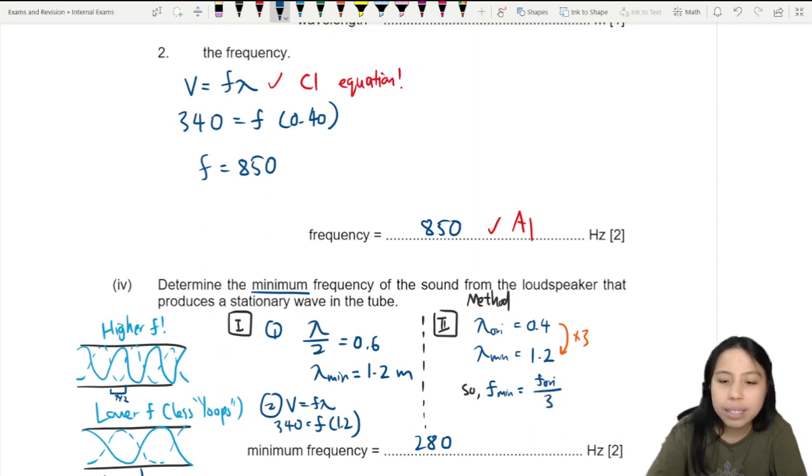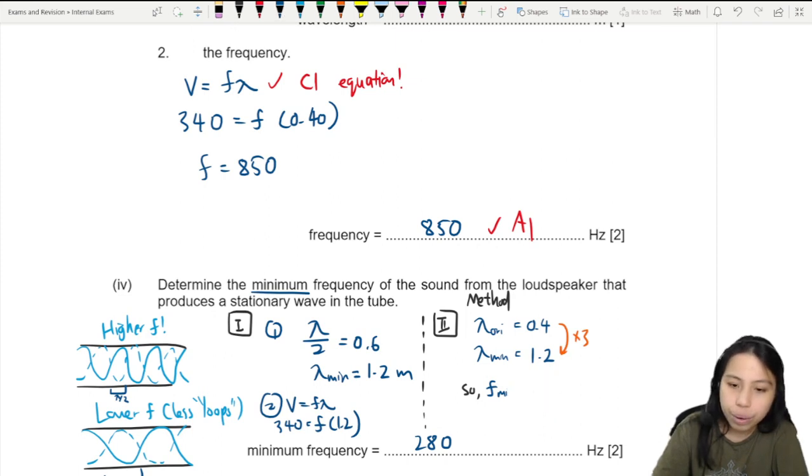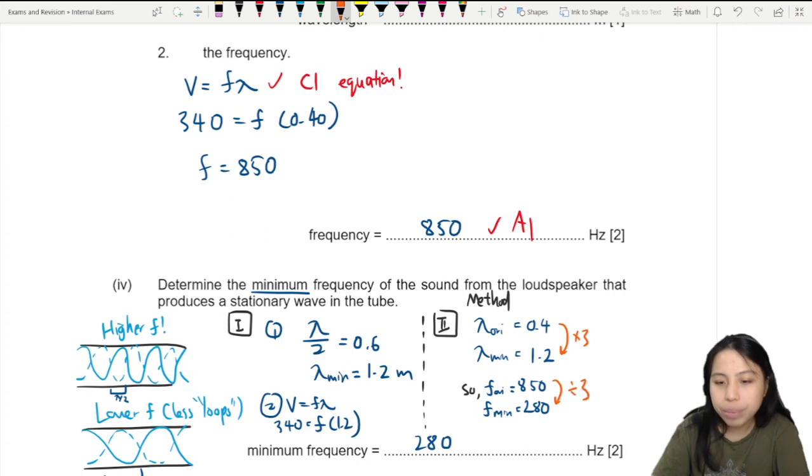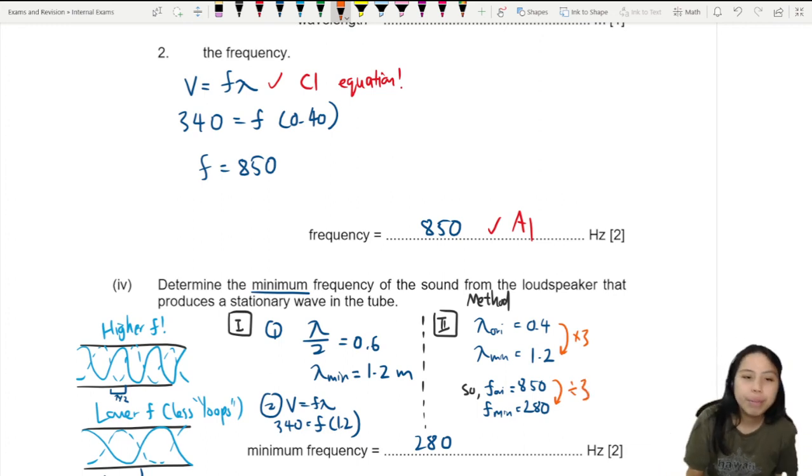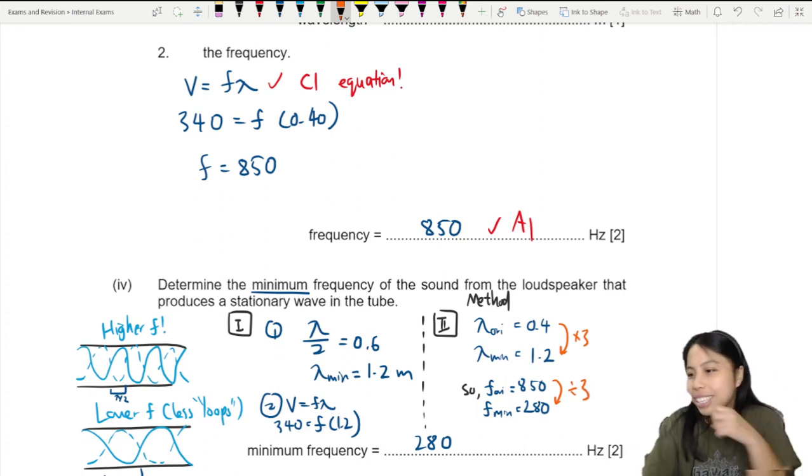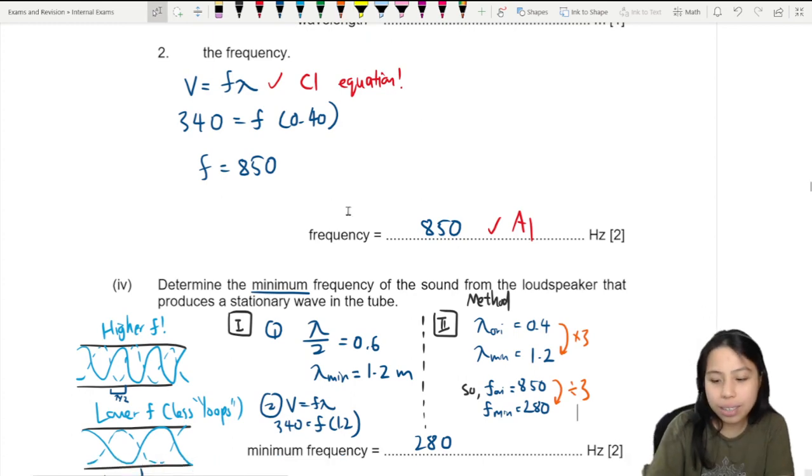Okay, so let's list it out. The original frequency was 850. So now my minimum frequency is divided by 3, giving 280. So the ratio does help if you have many stationary waves to deal with. Okay, but I think that's all for this question. See you in the next one.